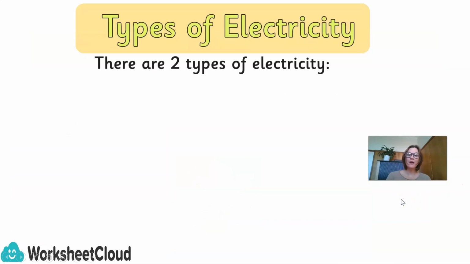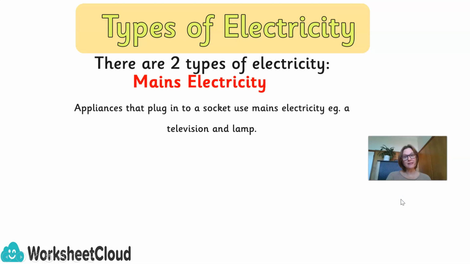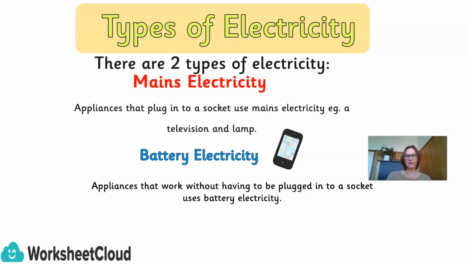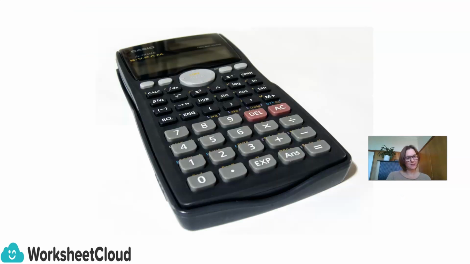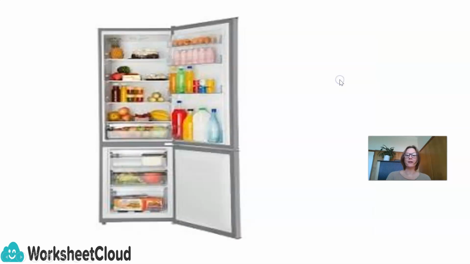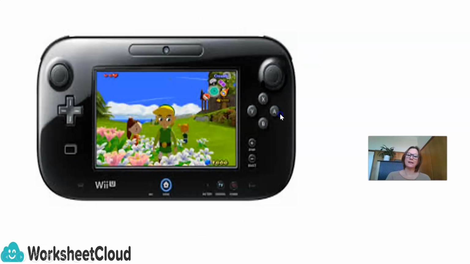So just to recap, two main types of electricity, mains, okay, and battery electricity. Okay. So what kind of electricity do the following appliances use? Would this calculator use mains or a battery? It would use a battery. This fridge, would it use mains or battery? We have to plug it into our wall socket, so it would use mains electricity.